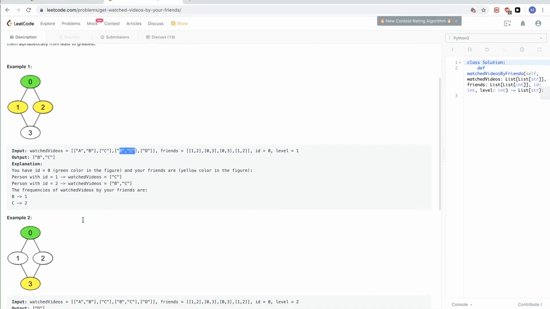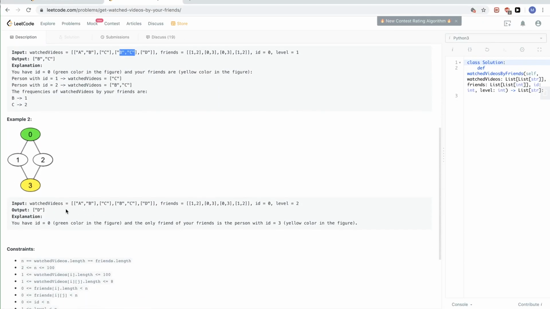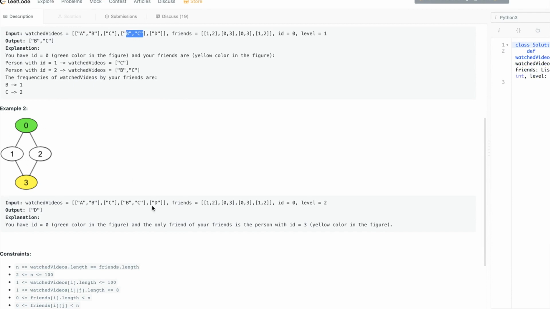And then here, a similar thing, so the graph looks like this. You could map friends to it and see that. And then level 2, so second level, so friends of 0 are 1 and 2. The friends of 1, because we want the second level, are 0 and 3. 0 is the same one, so we ignore it, and 2 is also 0 and 3, so we have only 3. That's the one we are looking for, and 3 has watched videos D, so we just return D. So we get the idea.